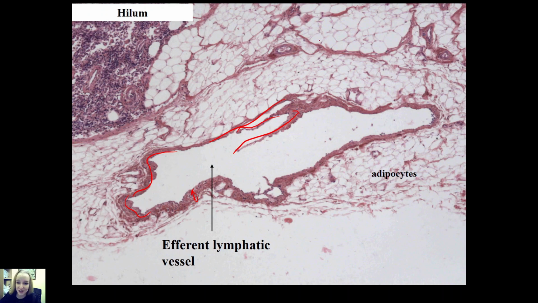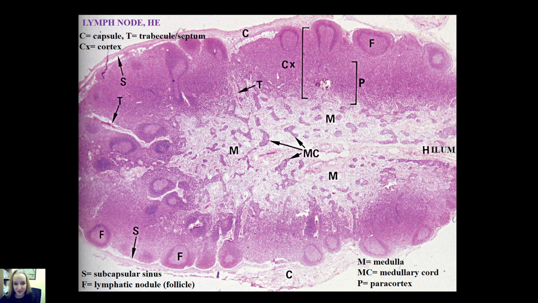Of course, branches of arteries and veins also, but we can find loose connective tissue here, and also many adipocytes. As you can probably see, many adipocytes over here. So adipose tissue everywhere and loose connective tissue together with these big vessels here in the hilum. Nothing special that much.